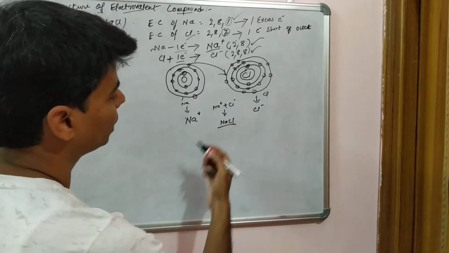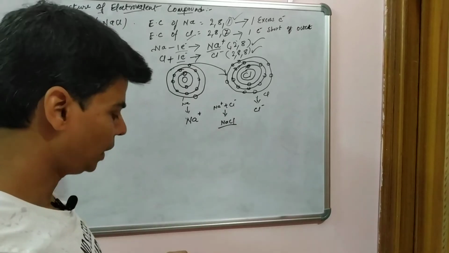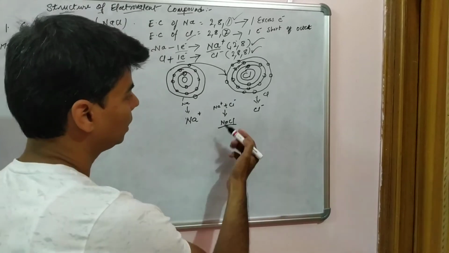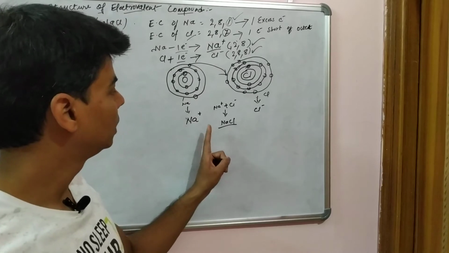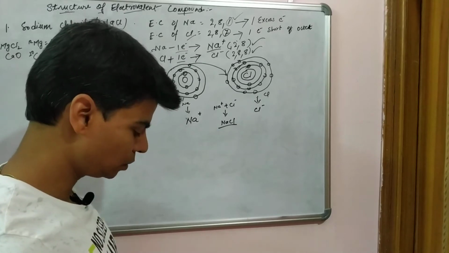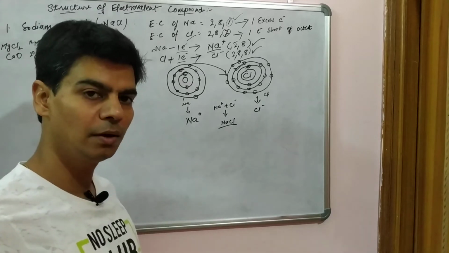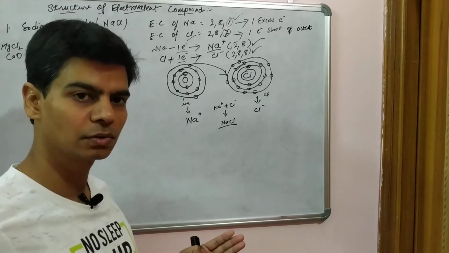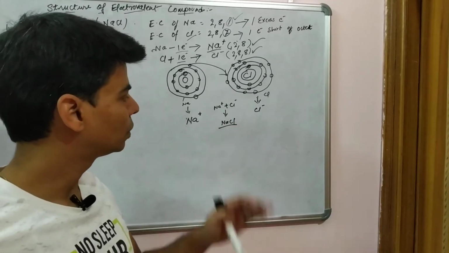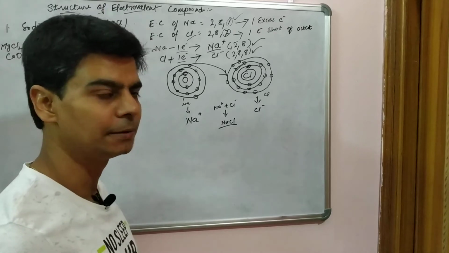hence it will become sodium chloride. Sodium chloride is a solid compound that has a high melting point, high boiling point, and is a good conductor of electricity in solution. Right? It is a solid. Why is it a solid? Because of the high force of attraction between sodium and chloride ions. And why is it a good conductor of electricity in solution? Because when you dissolve sodium chloride in water, water has the ability to break the electrostatic force of attraction between sodium and chloride ions. Hence, sodium and chloride ions are mobile in solution, due to which it is a good conductor of electricity.